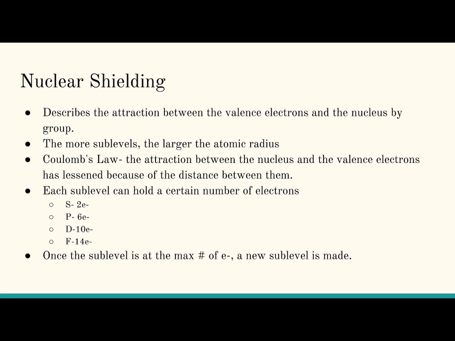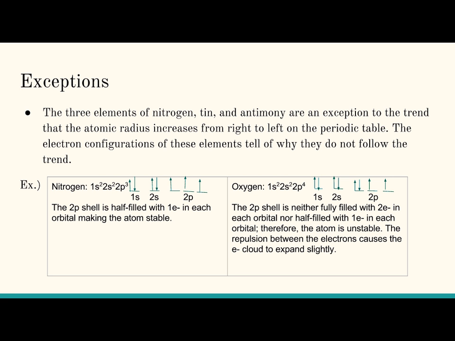We're good. Thanks. So there are 3 elements that are exceptions to the rule that going from right to left, the atomic radius increases, and that's nitrogen, tin, and antimony, right? Okay, so it's N, Sn, and Sb. And the electron configurations can kind of tell you why that happens. So as an example, starting off with nitrogen, the electron orbitals are half filled in the 2p shell level, which means the atom is stable. And then oxygen, they're not stable, so that means that the electrons are repelling, and the electron cloud expands slightly due to the repulsion.